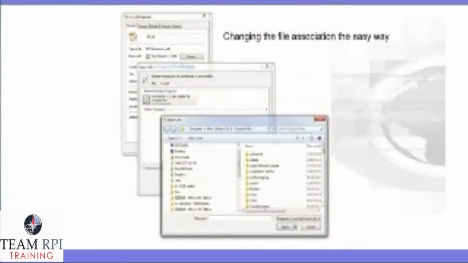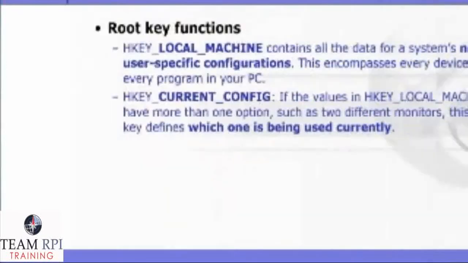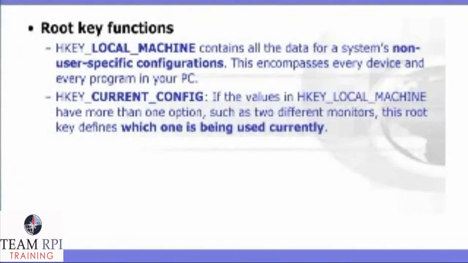Rather than going into the registry to make this association, I can also do it by right-clicking on the properties of any file type and tell it what application I wish to use. So the root key functions, like HKey Local Machine, contains all the data for the system's non-user specific configurations. HKey Current Config defines which one is being used currently.